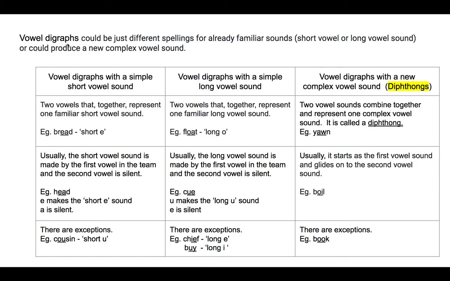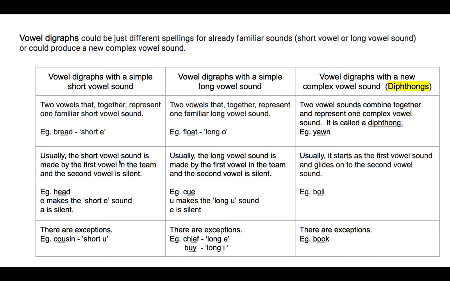Vowel digraphs could be just different spellings for already familiar sounds, or they could produce a new sound. So depending upon the sound produced by the vowel digraphs, we have classified them into three. Vowel digraphs with a simple short vowel sound: two vowels that together represent one familiar short vowel sound. For example, bread, b-r-e-d. Here, this digraph makes the short e sound.